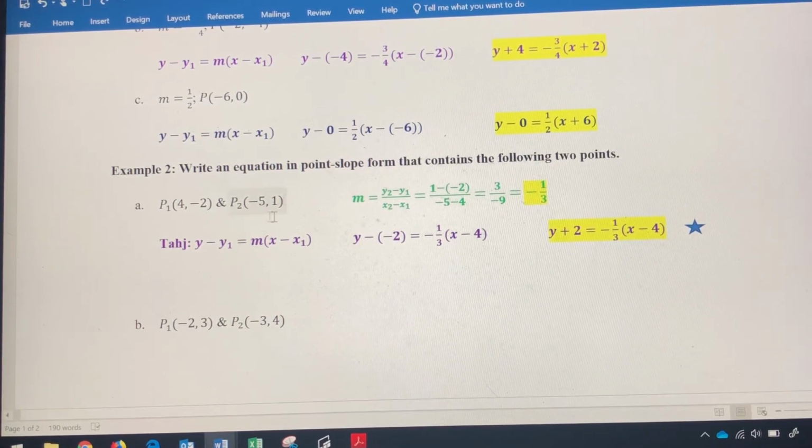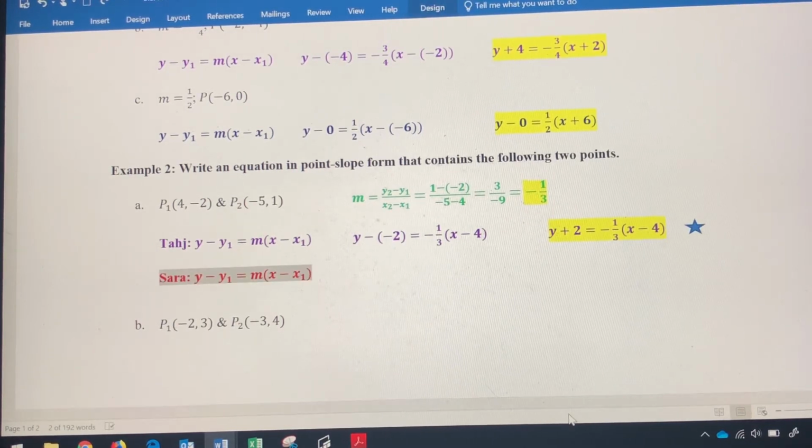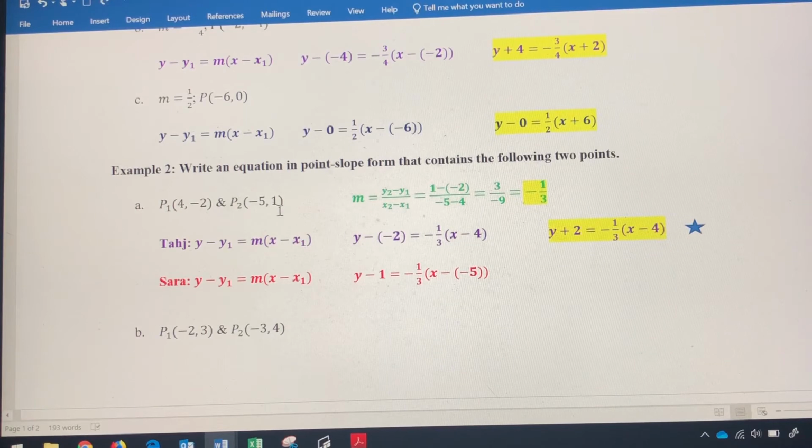Let's say Sarah decided she wanted to use point 2, okay? So when she plugs in her values, she gets y minus the y coordinate for point 2 equals the slope that we found times x minus the x coordinate here, so x minus negative 5. So she doesn't have any cleanup to do on the left side, but she does have a little bit to do here on the right side, and what she ends up with is y minus 1 equals negative 1/3 times x plus 5. Sarah would also be correct. She used the correct slope, and she used a point that was on the line, so both of these answers would be considered correct. Okay, Taj and Sarah would both get full credit for their answers because they're both correct.